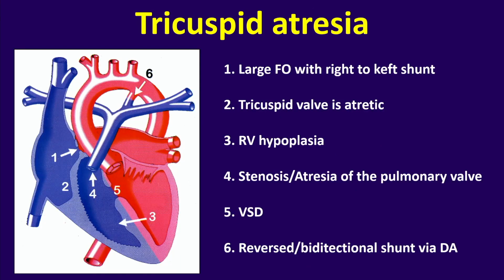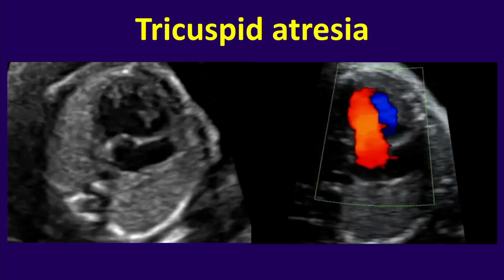So the diagnosis that we can already suspect is tricuspid atresia. The tricuspid valve is atretic, the right ventricle is hypoplastic, and if you look at the pulmonary artery and the great vessels, the most common situation is stenosis or atresia of the pulmonary valve. We're always going to have the VSD in this pathology, and in the majority of cases, with the obstruction of the pulmonary artery, we will be able to observe reversed or bidirectional flow via the ductus arteriosus. So let's take a look at the other case.